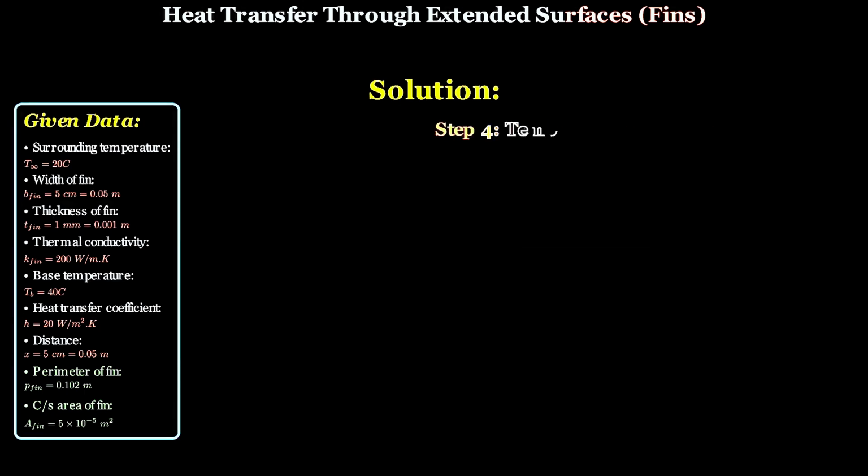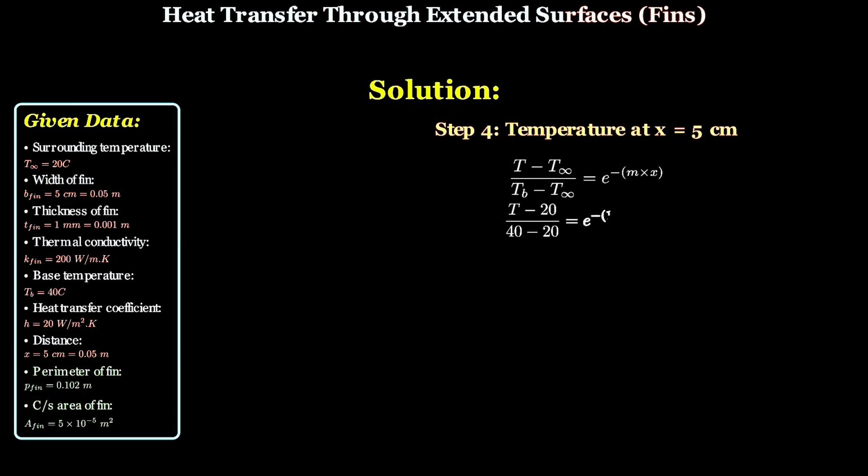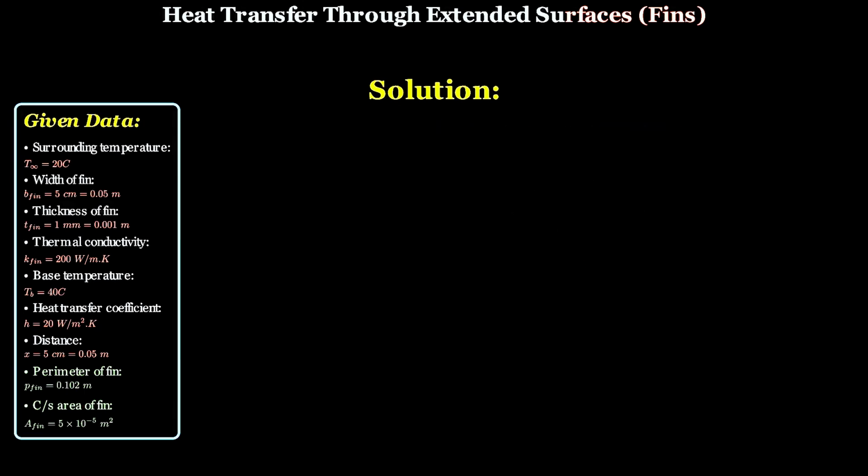Step 4. Find the temperature at x equals 5 centimeters from the base. For a long fin, we use the exponential temperature distribution formula: (T minus T infinity) divided by (T base minus T infinity) equals e to the power of negative m times x. Substituting, (T minus 20) divided by (40 minus 20) equals e to the power of negative 14.3 times 0.05. Solving for T, we get 29.79 degrees Celsius. Perfect. Our second answer. The temperature at 5 centimeters from the base is 29.79 degrees Celsius.